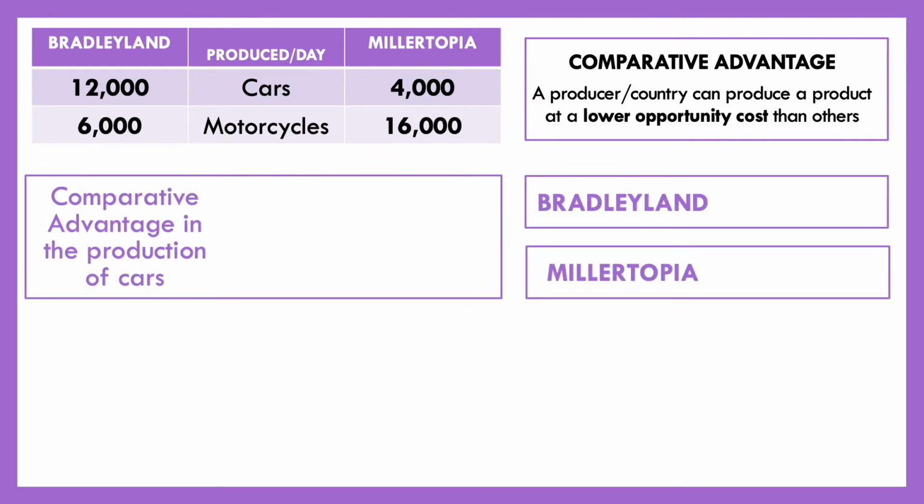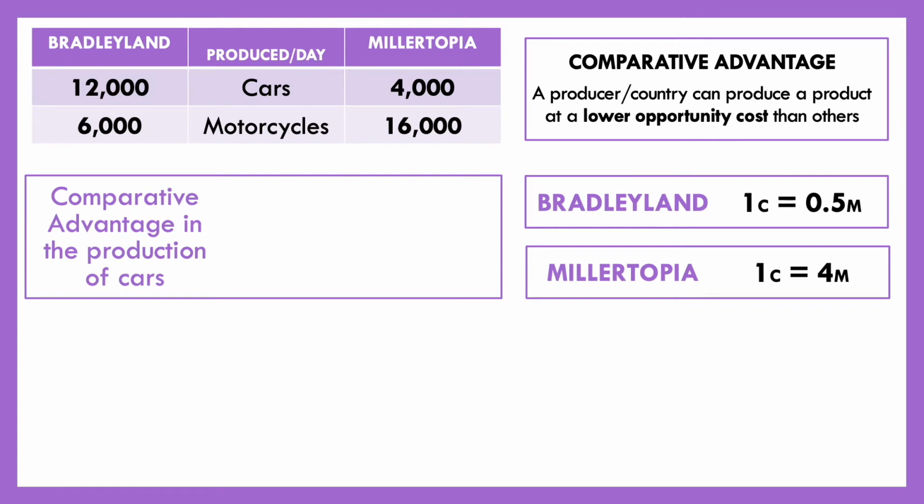Well, again, what we want to do is find their opportunity cost for just one car. For every one car that either country wants to make, how many motorcycles would they have to stop making? Well, for Bradley Land, we would just set that 12,000 cars equal to 6,000 motorcycles, divide both sides by 12,000, and we would find that for Bradley Land, the opportunity cost for one car is half a motorcycle. We would do the same thing for Millertopia, right? 4,000 cars is equivalent to 16,000 motorcycles. Divide both sides by 4,000. We would get one car is equivalent to 4 motorcycles.